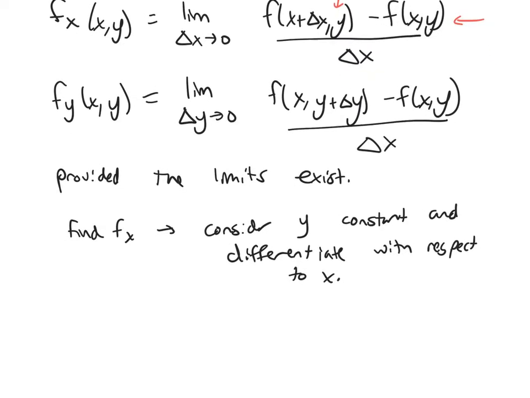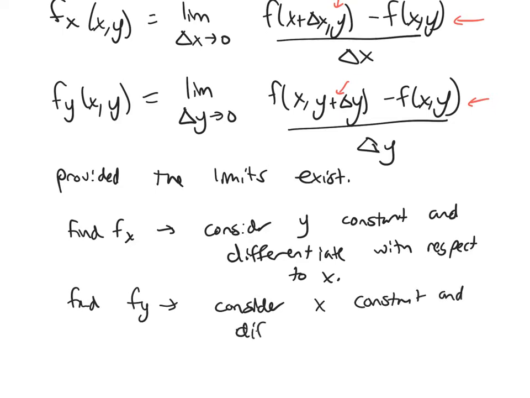And the same thing goes for f sub y. If I look up here, x is not changing. Oh, that should have been a delta y, sorry. Back here, this should have been delta y. So to find f sub y, you're going to consider x constant and differentiate with respect to y.